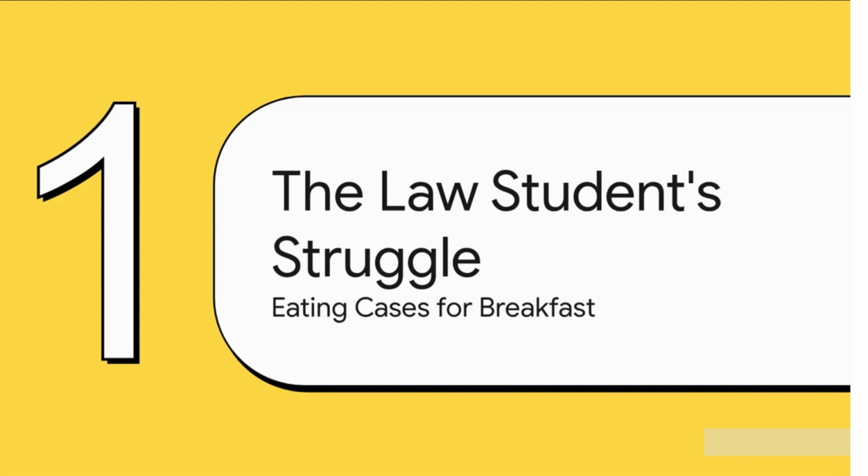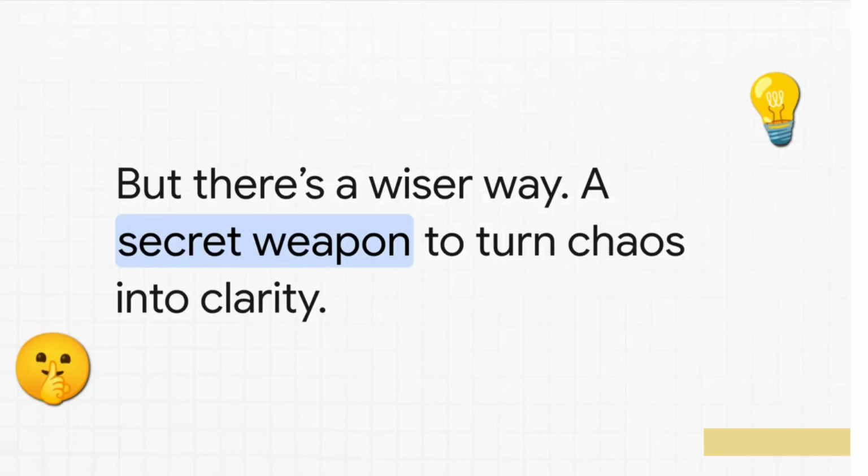But here's the secret. Reading cases isn't about how much you read, it's about how you read. It's all about strategy. And guess what? There is a lifeline in that sea of paper. There is a secret weapon that can turn the chaos of a 50-page decision into a clean, powerful, and, most importantly, useful summary. This isn't about working harder. It's about working smarter. And that weapon, my friends, is the Case Digest.